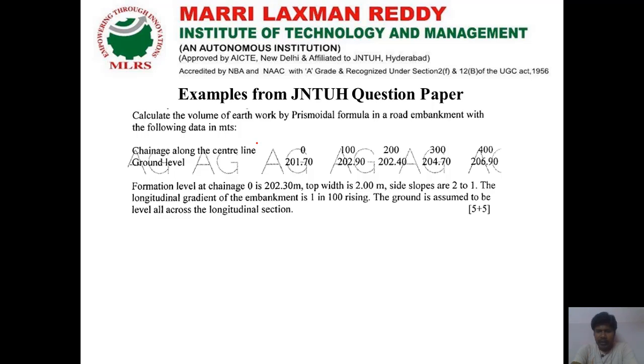Then the top width is 2 meter. Side slopes are 2 to 1. The longitudinal gradient of the embankment is 1 in 100 rising. The ground is assumed to be level across the longitudinal section. So these are the given data.